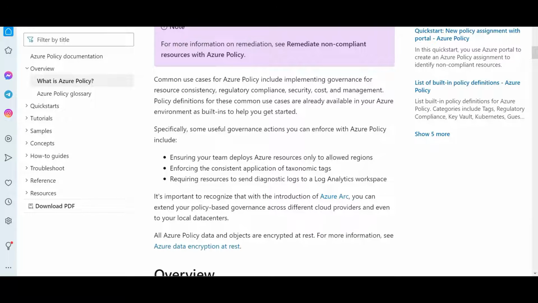Why do you enforce? Because you want certain governance actions. For example, ensure your team deploys resources only to allowed regions. What it means? Suppose your client told you, for this project you should only deploy resources to the US region, Ohio maybe. But if you go and deploy it in the London region, what will happen? The policy will restrict you from doing that. That is a very good example.